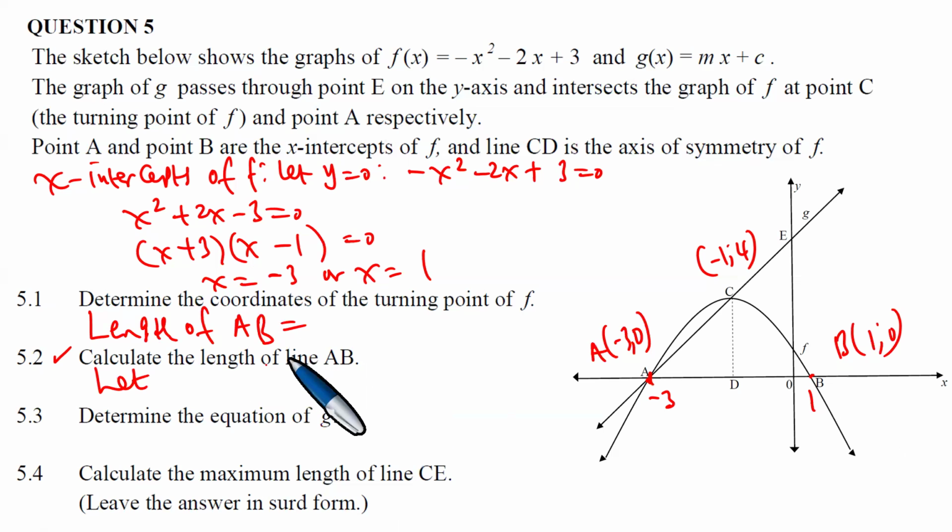To get the distance between minus 3 and 1, this is just on the horizontal axis, so you take the largest number, which is 1, and from it you subtract the smallest number, so this is 1 plus 3. What is 1 plus 3? It is 4, and therefore the length of AB is 4 units.